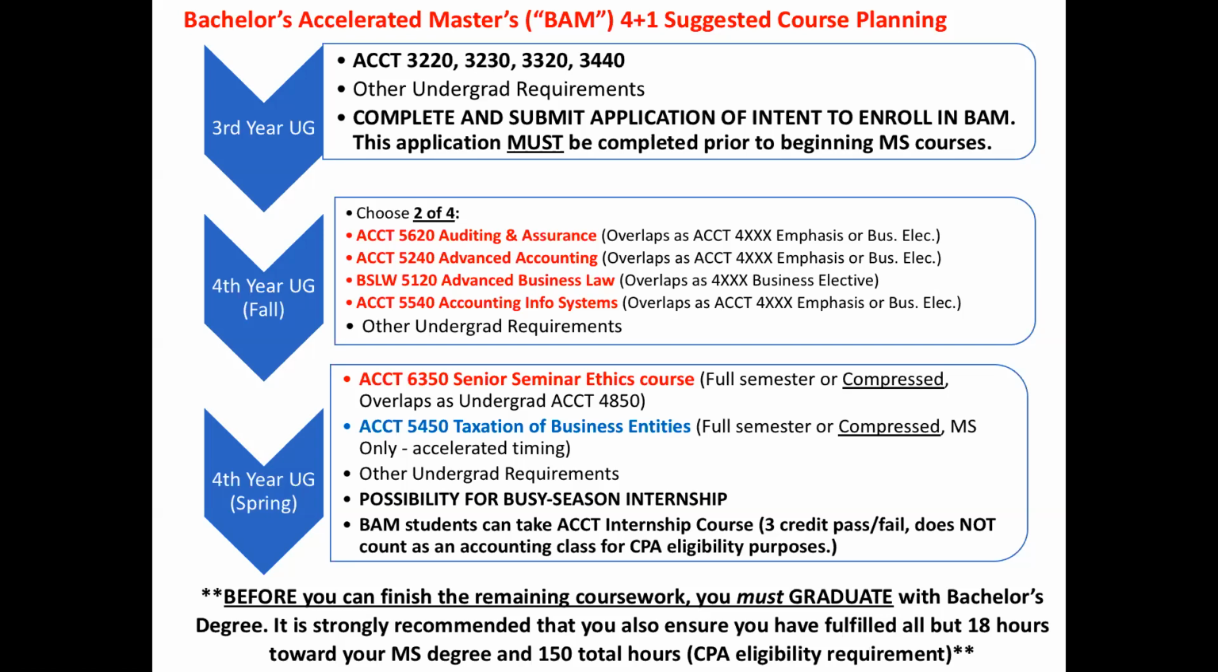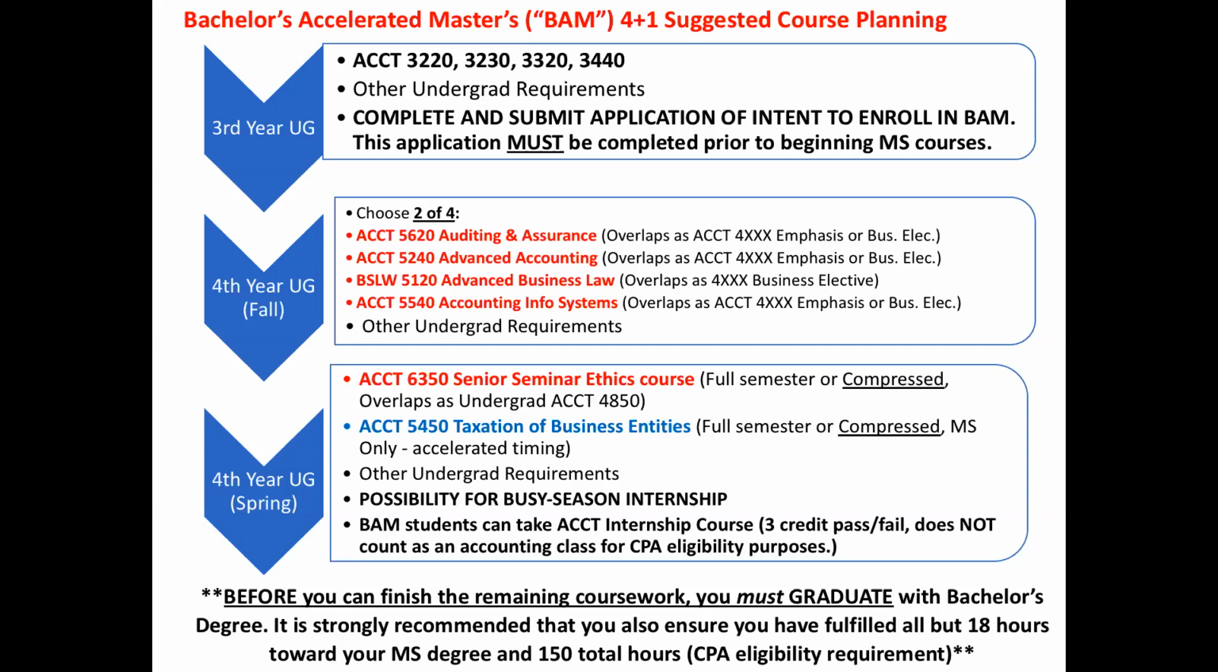What I mean is, if you graduate with your undergrad and you still need 18 hours to finish your MS because you took the first 12 already, well, you also in that case would need to make sure you had 132 total hours, so that those total hours of 132 plus the 18 you're going to finish up for the master's get you to 150.